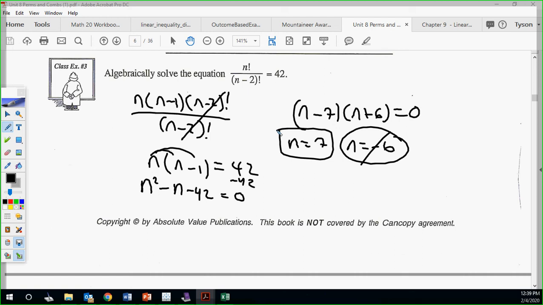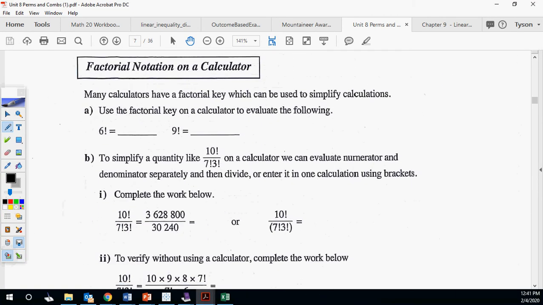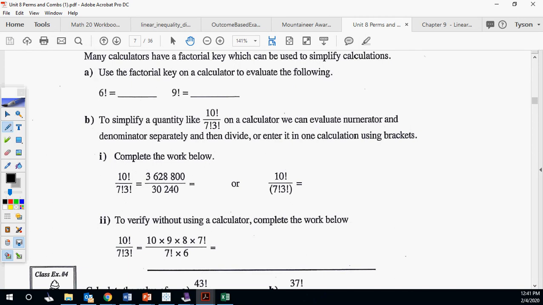Okay, anything else? Okay, all right. Okay, let's go through some more here. So factorial notation on a calculator. So again, I already showed you kind of where to go. Many calculators have the factorial key, which can be simplified calculations. So use the factorial key to figure out those if you want to practice again.